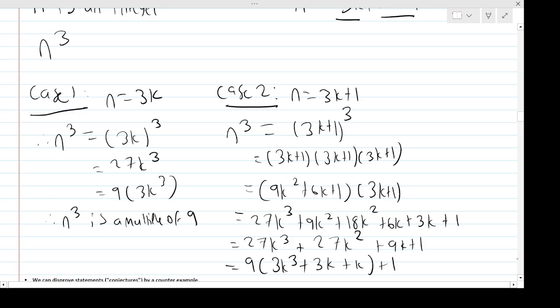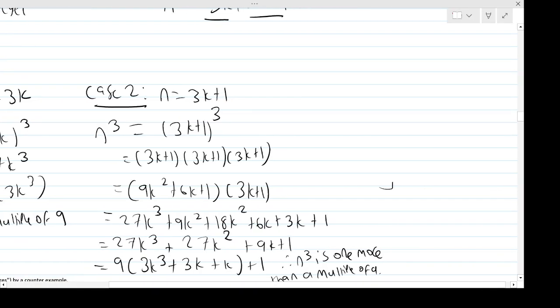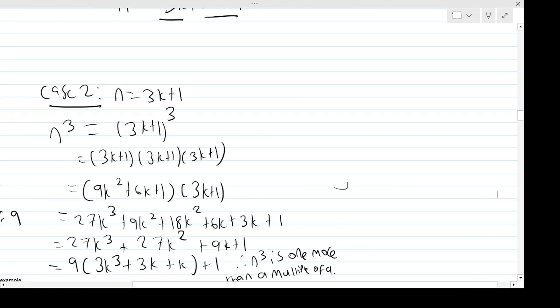And I need more room. Therefore, n cubed is 1 more than a multiple of 9. Right. Might need to do this to the side somewhere. I'll do it to the side here. Okay.